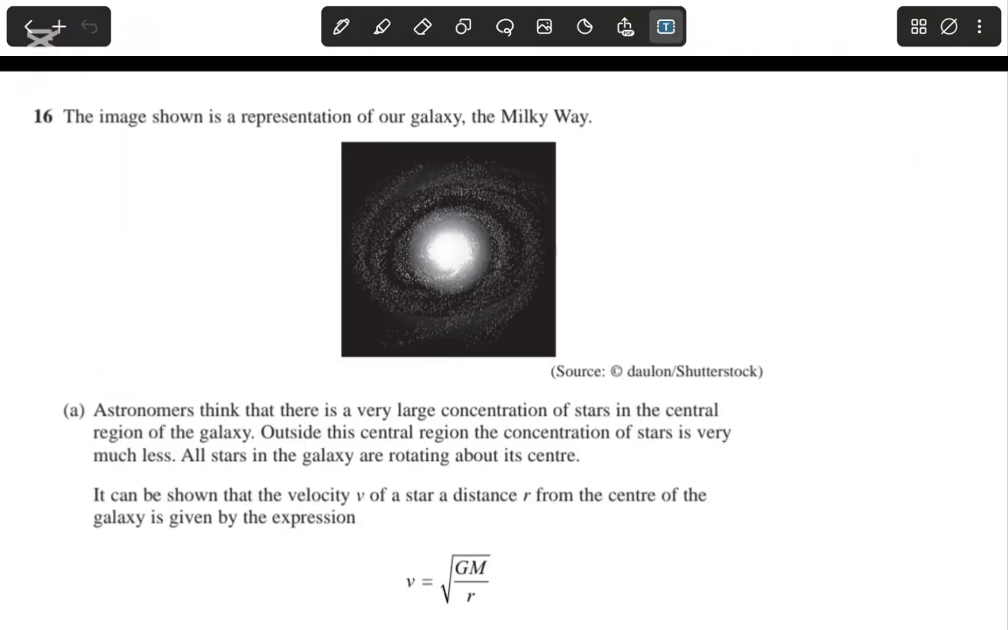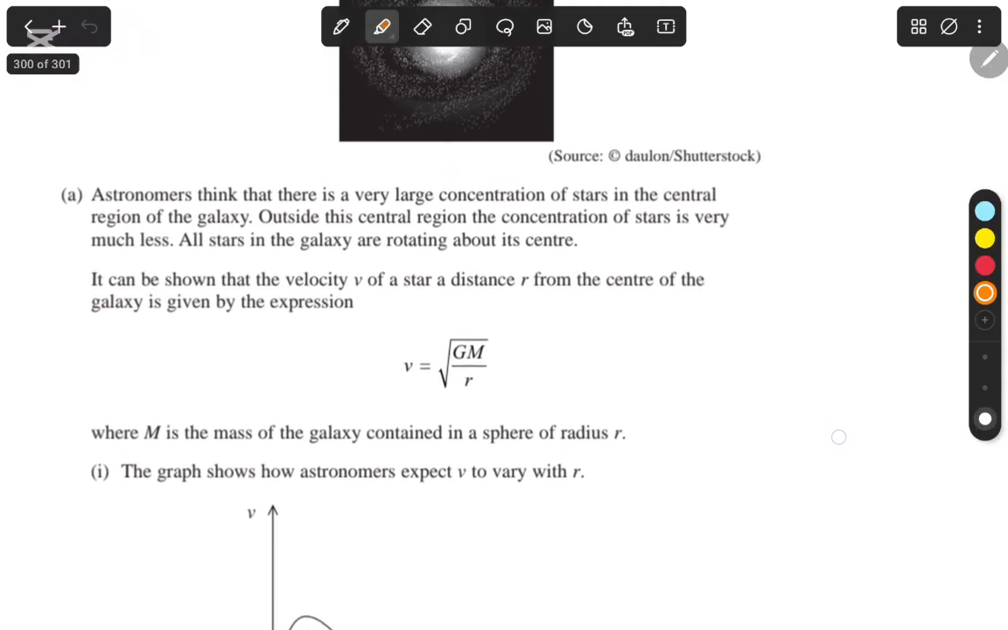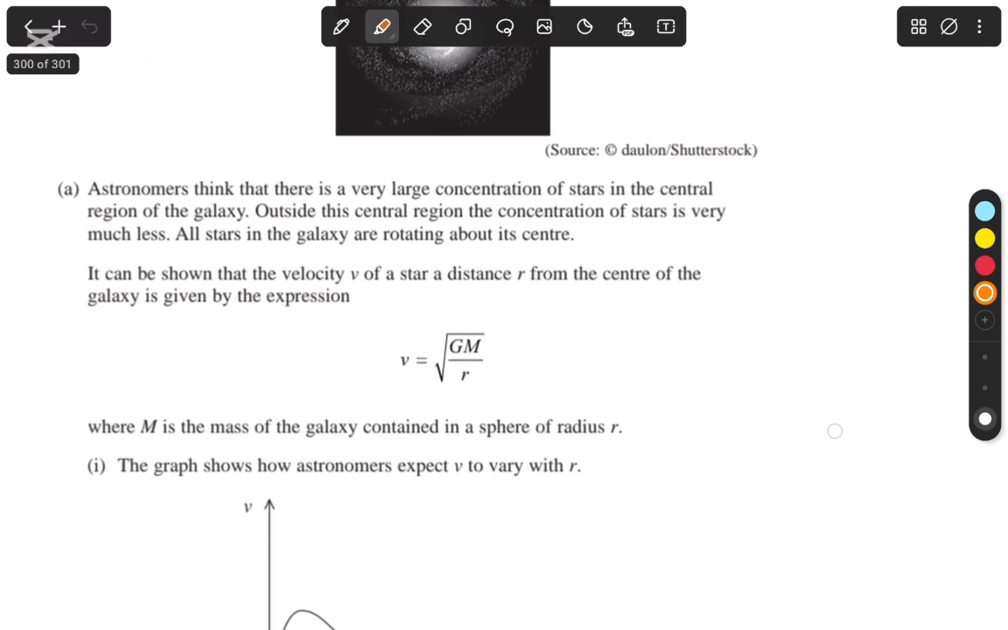So we have another question, and this says the image shown is a representation of our galaxy, the Milky Way. Astronomers think that there is a very large concentration of stars in the central region of the galaxy.